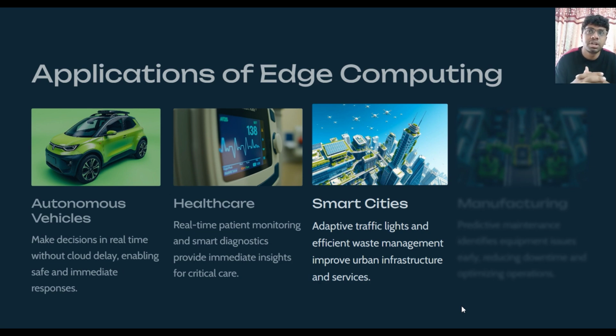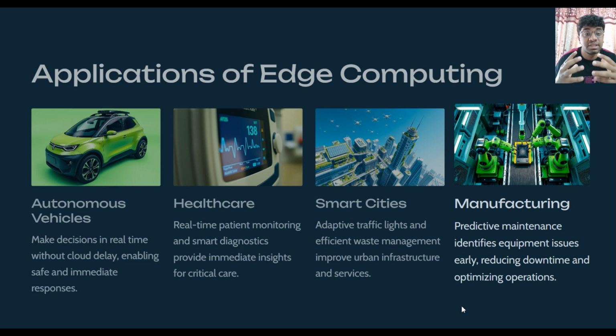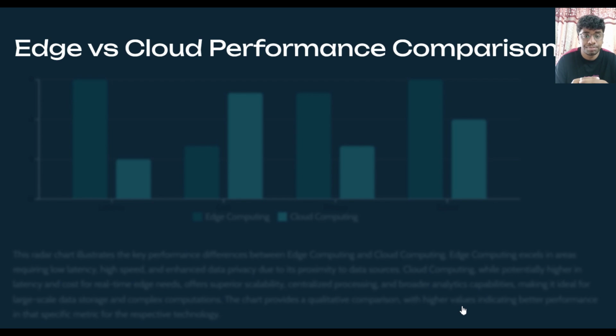And then edge computing also comes in manufacturing, in the factories. They use this for predictive maintenance. Machines analyze themselves and then report before failure. Okay, these aren't just ideas, they're happening now, and edge computing is behind it.